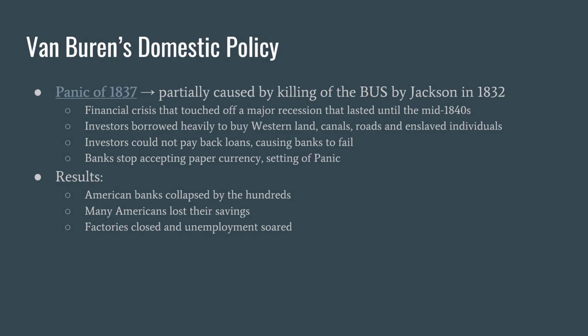So we start to see that investors are borrowing a lot of money to buy land out west, to invest in canals and roads and enslaved individuals, during this manufacturing boom, during westward expansion. We see a lot of people really trying to capitalize and make money on all of these good things that are happening in the United States. But those investors could not pay back loans.